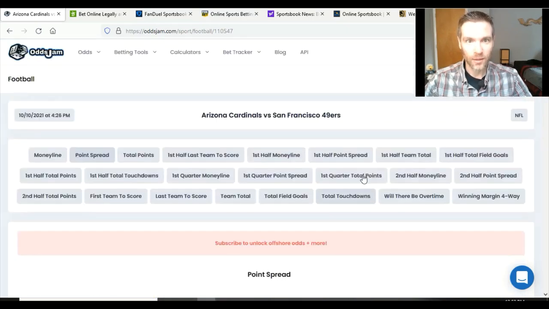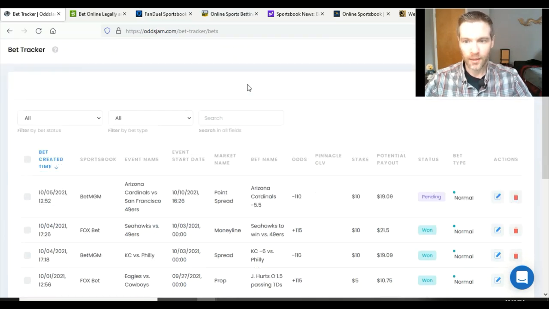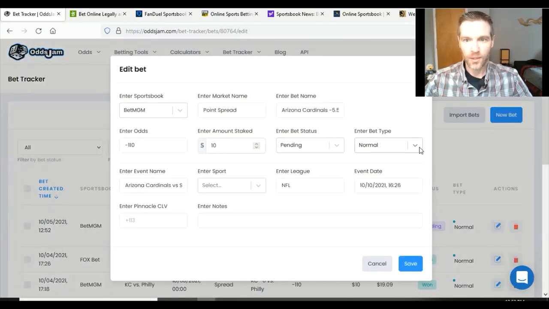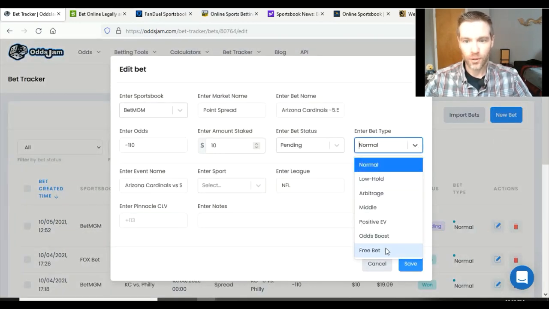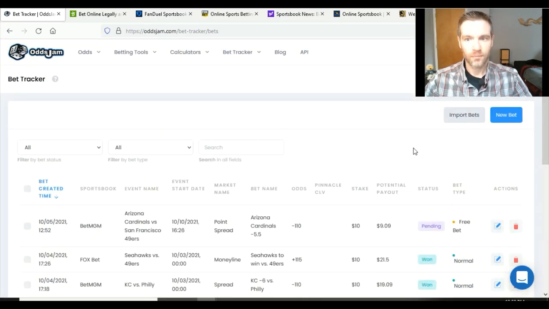We can go up here and we can take a look at it in here through the bets. And if you do need to edit anything, it will automatically import for you. Boom, there it is, already there for me. You can just hit this little edit button and we can change the bet type from normal to free bet. Save it. And we're good to go.